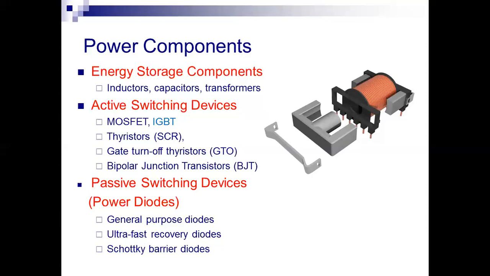Here, next, power switching devices. That is also the passive switching devices, the power diodes. That is general purpose diodes, ultra fast recovery diodes, and Schottky barrier diodes. These are some of the diodes.